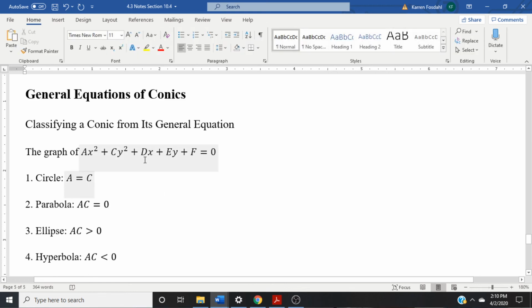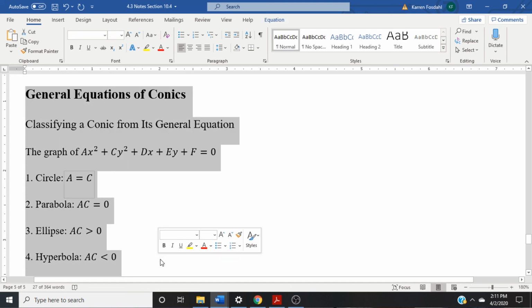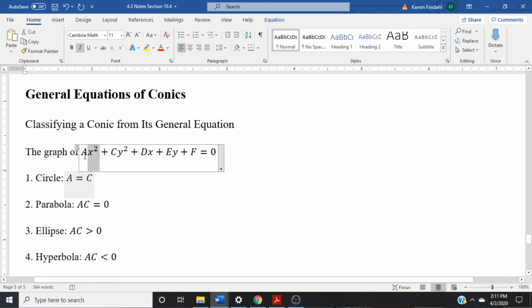Honestly, this is probably the easiest part of this whole chapter. We're just looking at this A and this C. If there's no y squared, then it's a parabola. If there's no x squared, it's a parabola. If A and C are equal, it's a circle. If A times C is greater than 0, it's an ellipse. A times C is less than 0, it's a hyperbola.